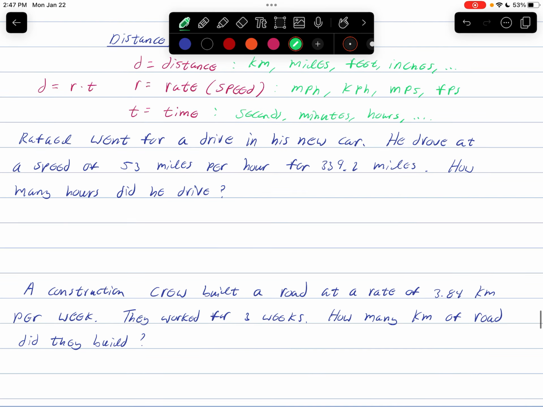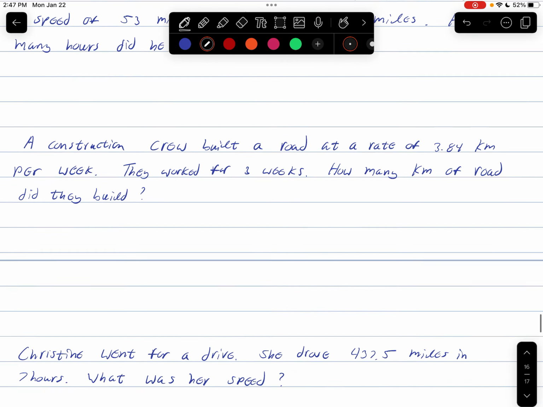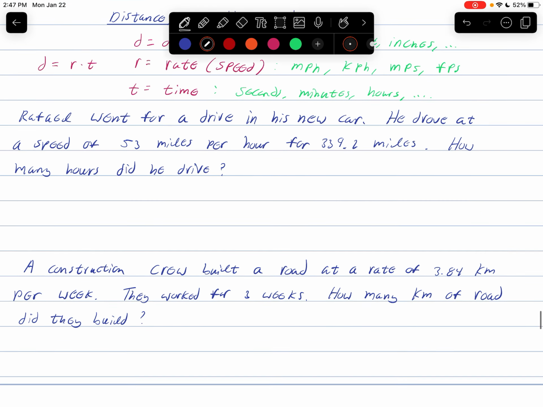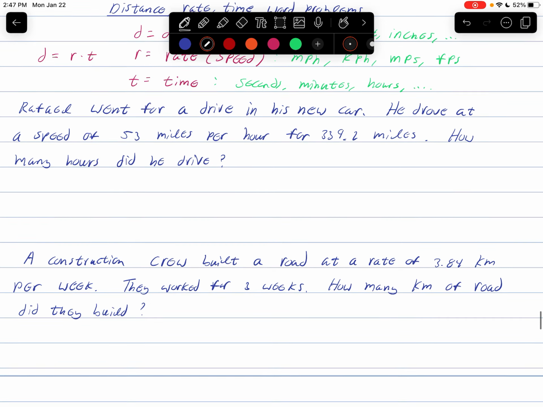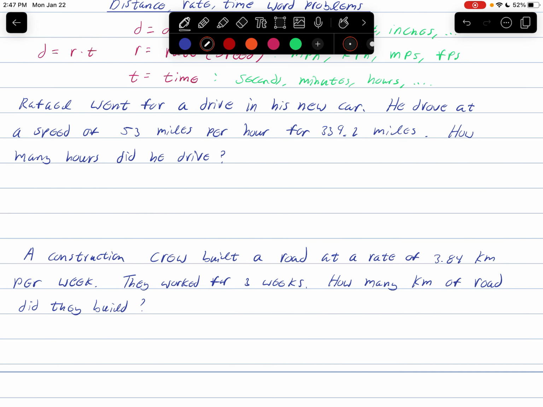Okay, so given this, let's see if we can solve a few real-world problems. This first one says, Raphael went for a drive in his new car. He drove at a speed of 53 miles per hour for 339.2 miles. How many hours did he drive? When we're dealing with one of these problems, especially in this class, you're often going to be given two pieces of information and you're going to be missing one. So first we need to figure out what information we have.